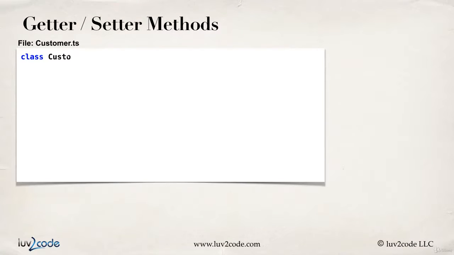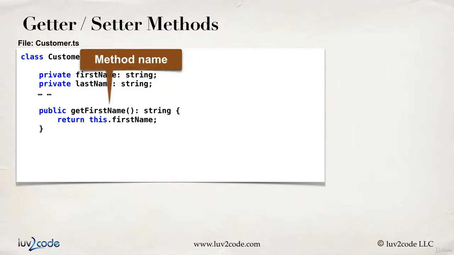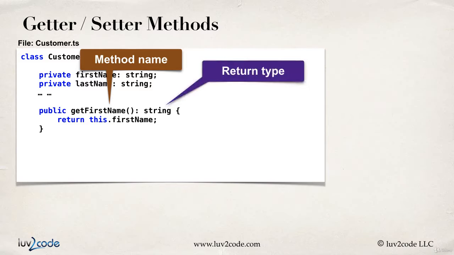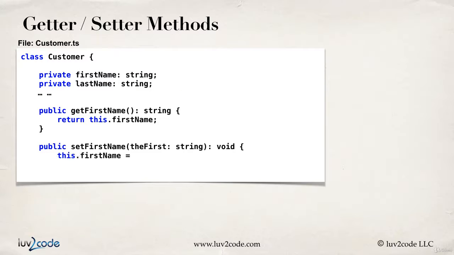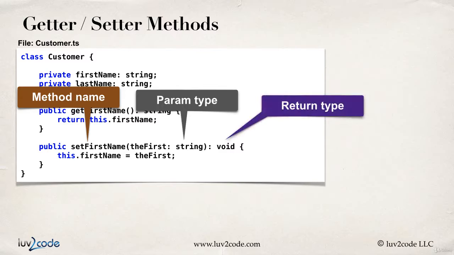So here's an example of creating getter-setter methods in TypeScript. I simply define a getter method, getFirstName. I have the method name, I have the return type, and I return this.firstName. Then I can do a similar thing for the setter method. setFirstName: there's the method name, there's the param type, and then the return type of void. And we simply assign it internally.